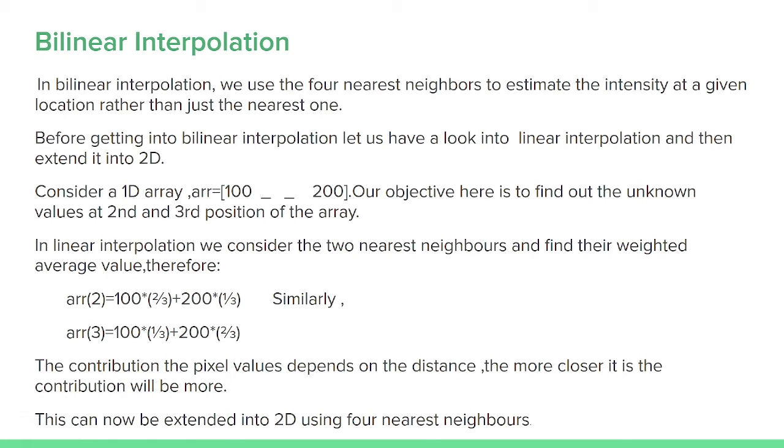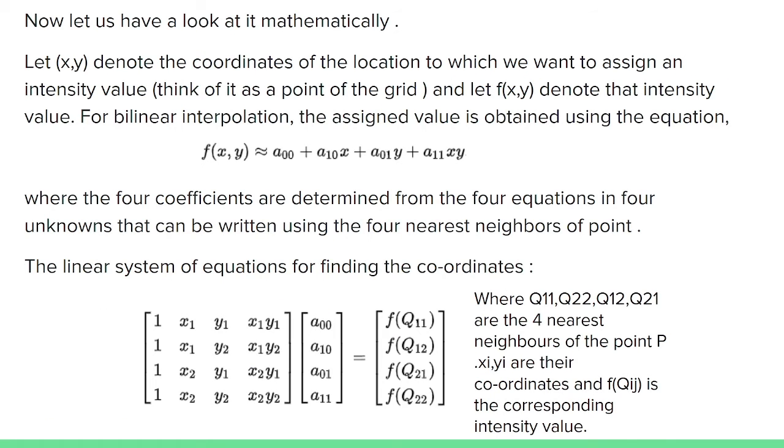The contribution of the pixel depends on the distance. The closer it is, the more its contribution. So over here in the second position, 100 is just 1 block away and 200 is 2 blocks away. So the weights are just the inverse distances. 100 is nearer, so it has a weightage of 2 by 3, and 200 is far, so it has 1 by 3. Now this can be extended to 2D interpolation.